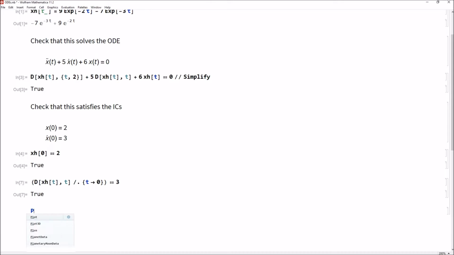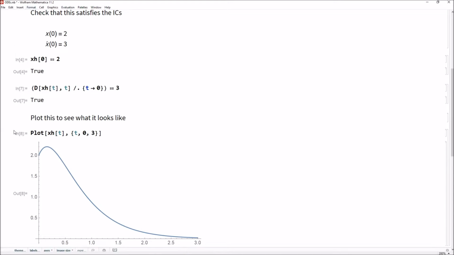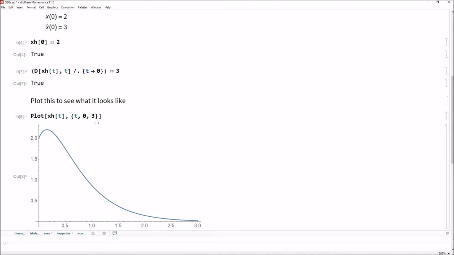So tell you what, let's plot this now to see what it looks like. I'll have Mathematica plot this function. That's pretty easy. Let's just call Plot on xh of t, and let's plot this from time t equals 0 to, I don't know, how about 3 seconds. And if we shift enter that, here's what the function looks like, with t on the x-axis.